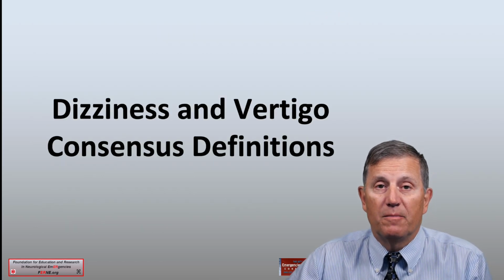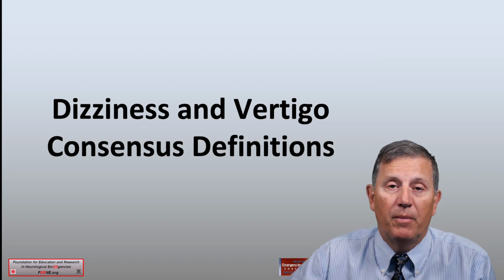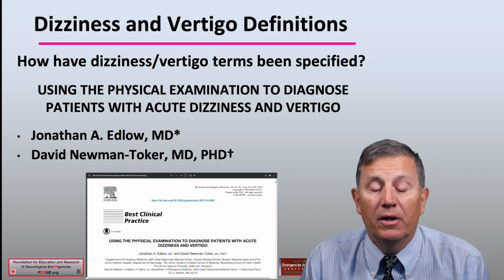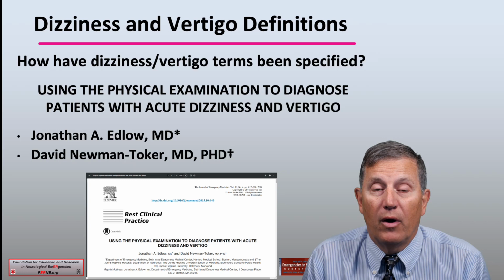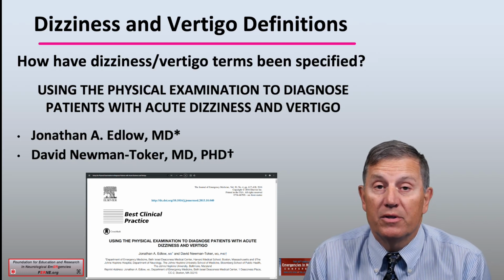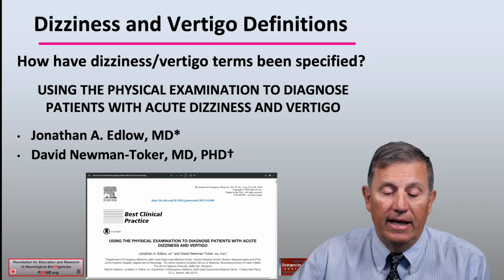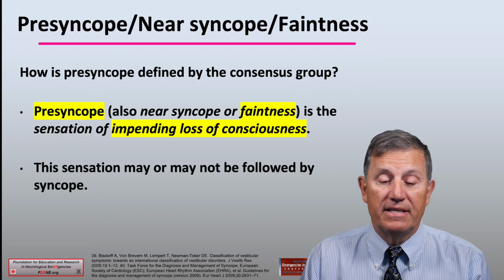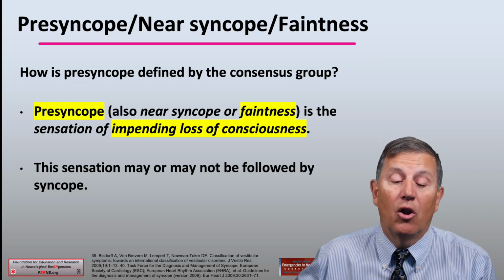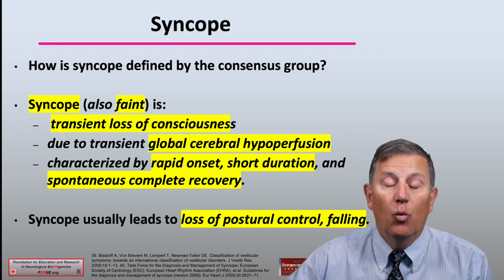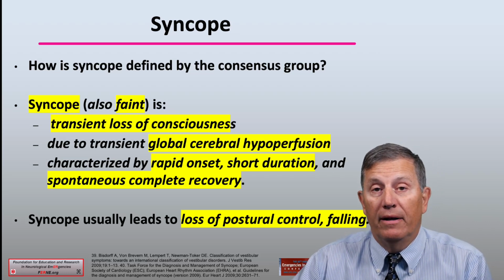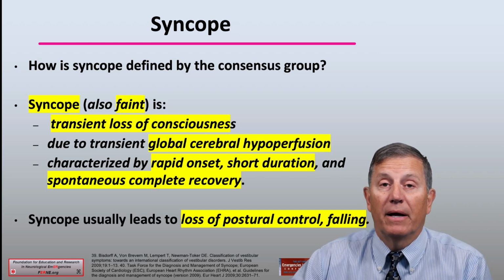So what are the consensus definitions by experts who attempt to better understand the treatment of patients who present with dizziness and vertigo? We go to a publication by Jonathan Edlow and David Newman-Toker, and these two individuals have spent a great deal of time better understanding how the emergency physician or emergency provider can address adequately symptoms in patients who present with dizziness and vertigo. In this publication, they give us consensus definitions developed by experts in the field. We're going to start with pre-syncope or near syncope, which is faintness or the impending loss of consciousness. That is different than syncope, which is the transient loss of consciousness due to some amount of global cerebral hypoperfusion. It's relatively rapid in onset, of short duration, and it provides for a spontaneous complete recovery.